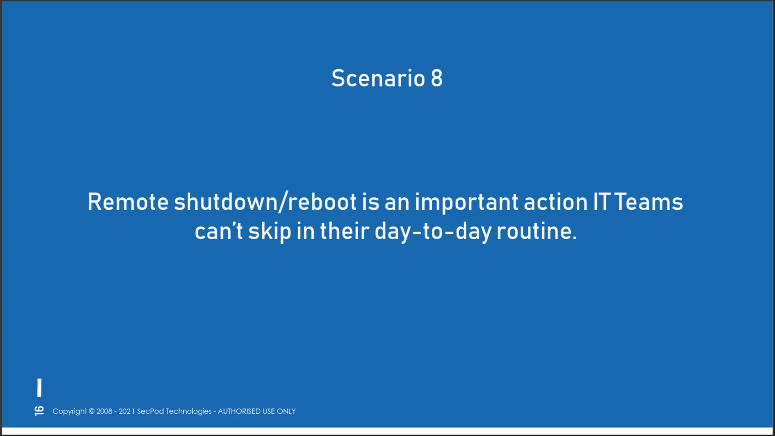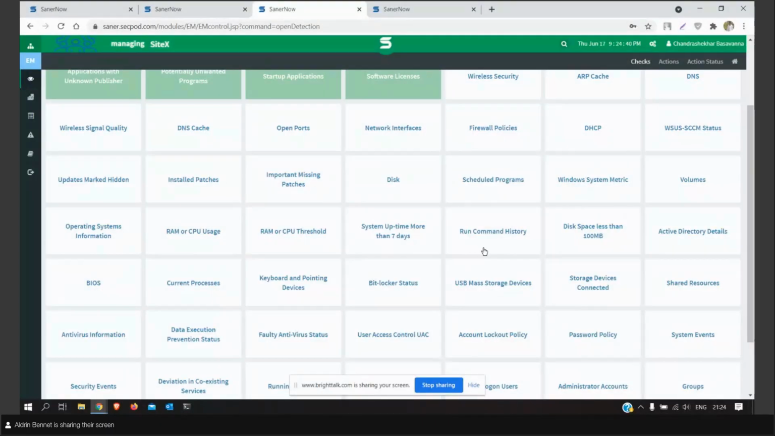Remote shutdown or reboot is an important action IT teams can't skip in the day-to-day routine. This is really true. If they're troubleshooting any issues, or if they're updating a software or whatever it takes, remote shutdown or reboot is one common routine IT teams have to execute on their end user machines. And is there any easy way to do it, Aldrin? Yes, Dikshita, we do have an option for that as well. Definitely, administrators would want to shut down or restart their systems during a scheduled maintenance. Let me show you how we can do that from Sendo now.